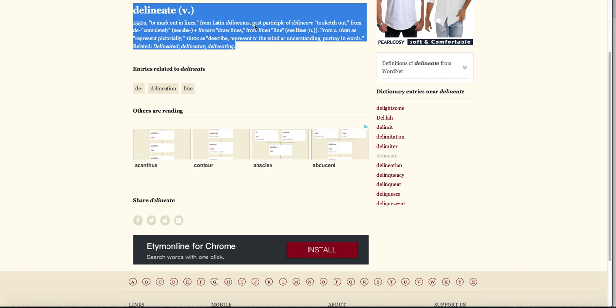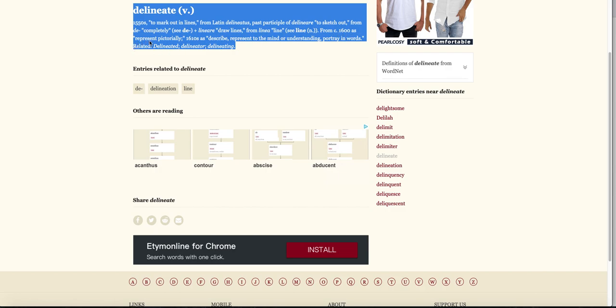So, past participle of delinear. Let's see what it says. To sketch out. To blot out, like God says in the Bible, from existence so that they will be known no more. Things like this that we hear several times. From D, completely, linear, draw lines. That's what they do when they do a family tree, almost like how they're doing here. They draw lines, from linear or line, 1600s. Are we talking about the 6th day again?